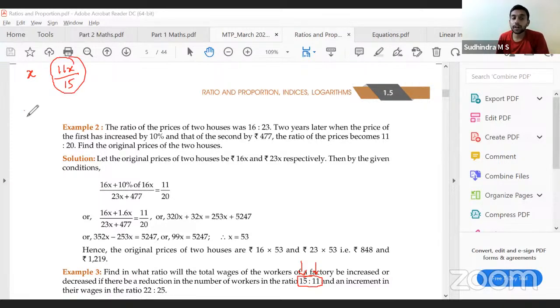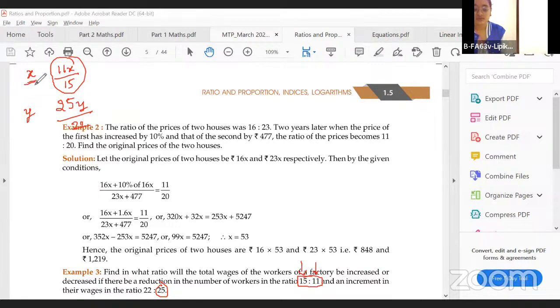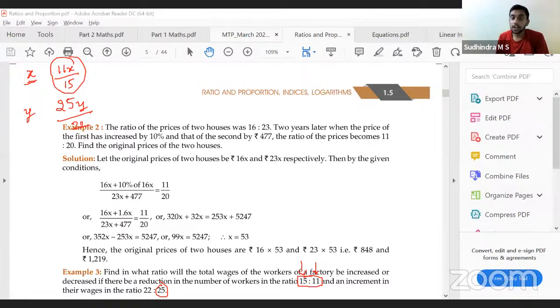Old, if the wages per employee, per worker was Y, what would be the new wages? What is the new wage? It is in 25. So 25Y by 22, right? 25Y by 22. Understanding? Yes, sir. So if original number of workers were X, new number of workers would be 11 by 15 into X. Original salary per employee is Y, 25 by 22 into Y.